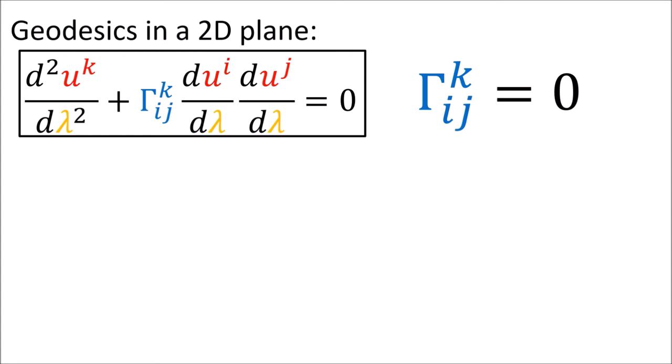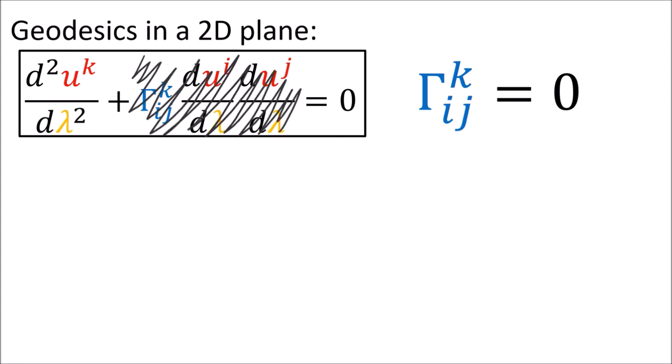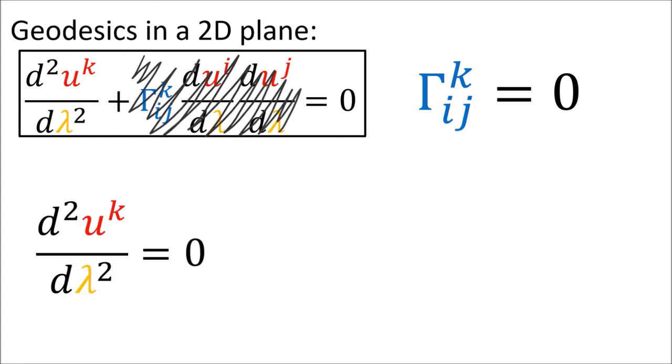Now, since all the Christoffel symbols are zero, this entire term in the equation goes away. So for the flat plane, our geodesic equation becomes really simple. It basically just tells us that the second order derivative along the curve is equal to zero. Or in other words, the acceleration as we move along the curve is zero.